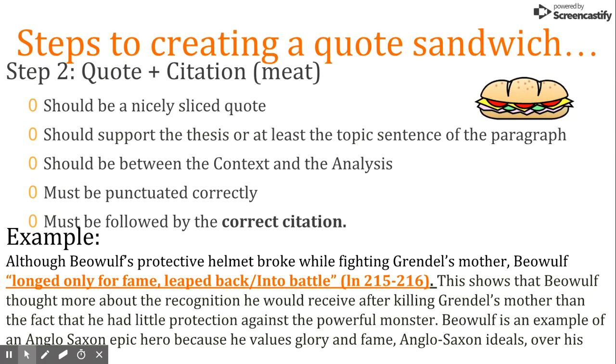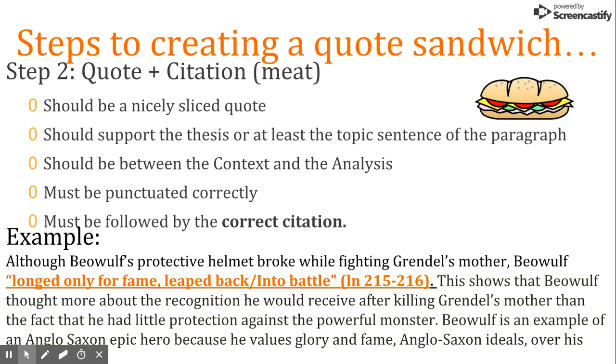Step 2. After you have your bread, now your sandwich needs some meat. And in this case, that is a metaphor for your quote and your citation. It should be a nicely sliced quote, which means that it should be short. If your quote is more than one line long, you need to seriously think about whether or not you need the entire quote piece of evidence that you have there. More than likely, it's too long.